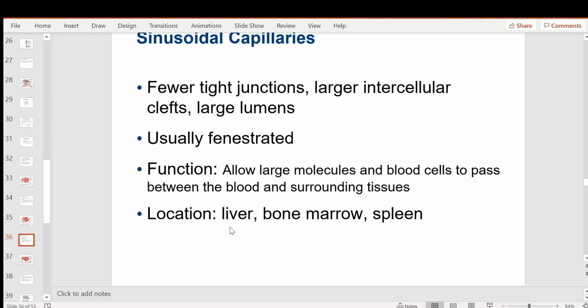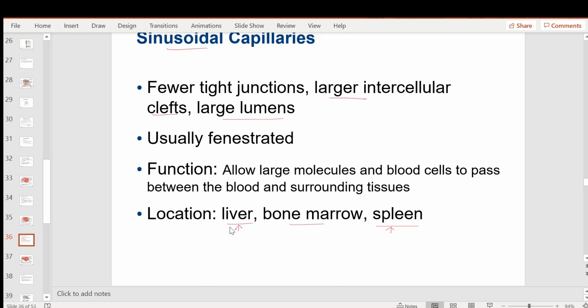Sinusoidal capillaries, the most permeable, with larger intercellular clefts and larger lumens. Where you will find the sinusoidal capillaries: in the liver, bone marrow, and spleen. You already know liver and spleen are the sites where the red blood cells or blood cells are destroyed, right? So they must get out from the blood vessels, from the blood, and enter into the liver and spleen. Then the macrophages will destroy them, right?